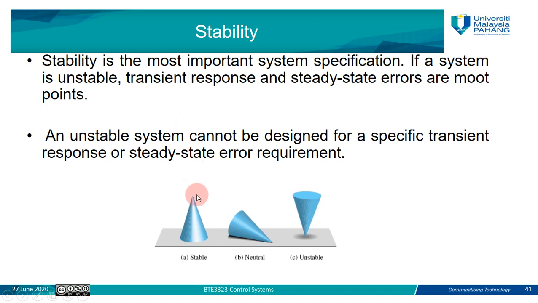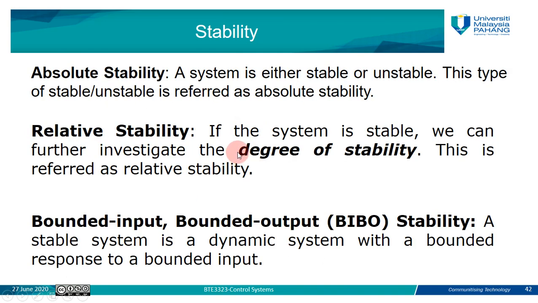You can see in the figure here, this one is stable, this is neutral, and that one is unstable. Unstable means it can change from stability to instability at any point. So we need to define three types of stability. The first type is absolute stability. Absolute stability means the system is either absolutely stable or absolutely unstable. There is nothing in between.